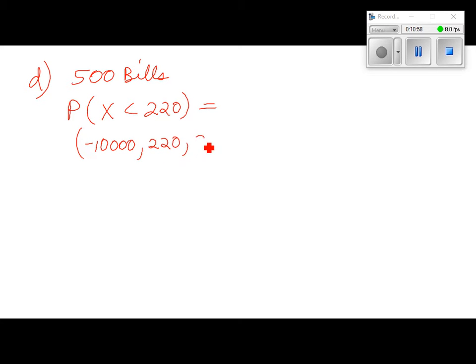Then what? Mean, which is 250, and standard deviation 35. What's that give us? 0.1956. Now that's not our answer this time. That's our probability. Our answer is how many of the bills out of this are going to be less than 220. So we take that number times 500.